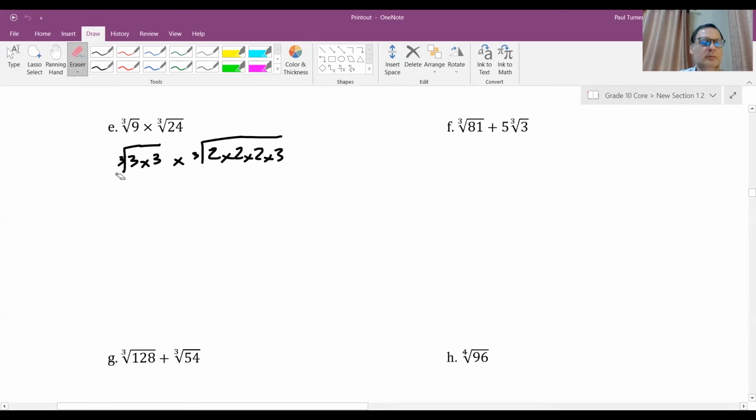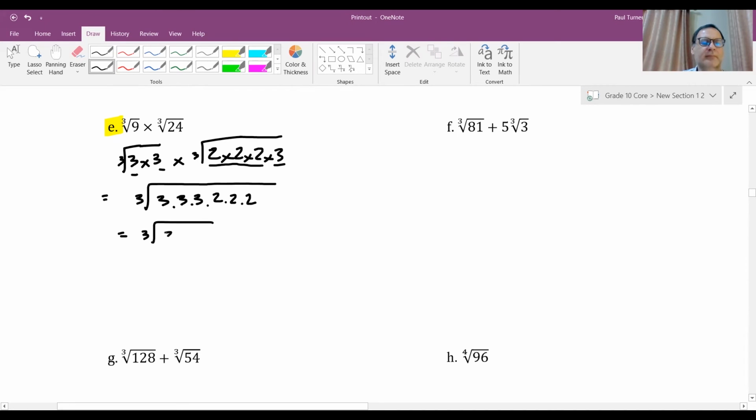What you can do in question E, let's take a look at E. Now we've got cube root 3 times 3, but you have a 3 over here as well. So what I suggest is you combine them into one. So you've got 3, 3. There's also a 3 here, so put them together. 3 times 3 times 3. Then you have your 2, 2, 2. Combine them under one radical sign. So then you're going to have cube root 3 cubed times 2 cubed.